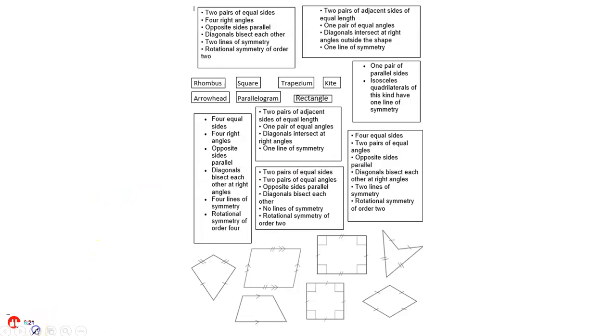Okay then, so what we should have, I'll label them each with letters. Oh, maybe I can just label it. So rhombus then. A rhombus is this shape here. It has 4 equal sides, 2 pairs of equal angles. It's this one here. Important that you know these properties of quadrilaterals.